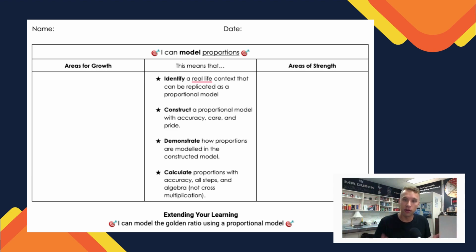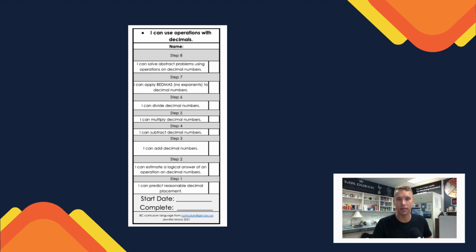Now you'll notice in the previous documents, I've filled in that extension or enriching understanding. And at the bottom of this rubric, you'll see that it says extending your learning. I can model the golden ratio using a proportional model. We'll discuss that in further detail as we move forward. Before we completely dive into enrichment and extension, I would like to show you one more example, and this is called a learning ladder. On the next slide, I'll show it to you zoomed in so you can read it closer.